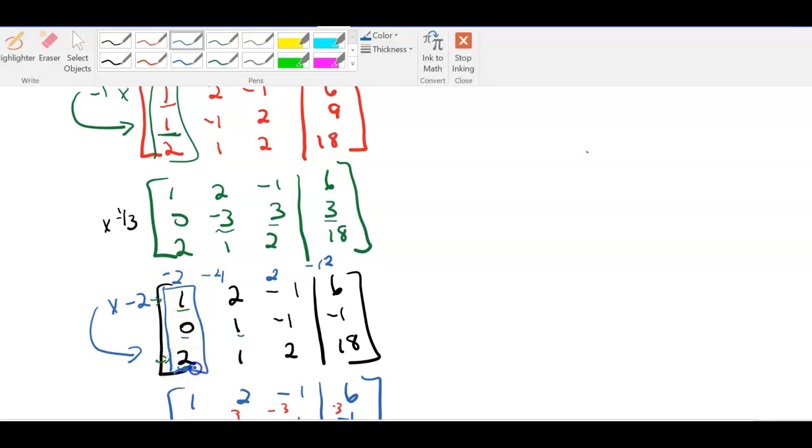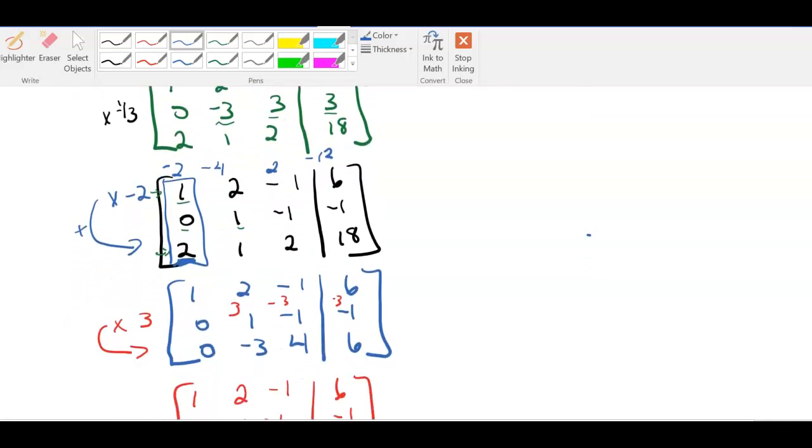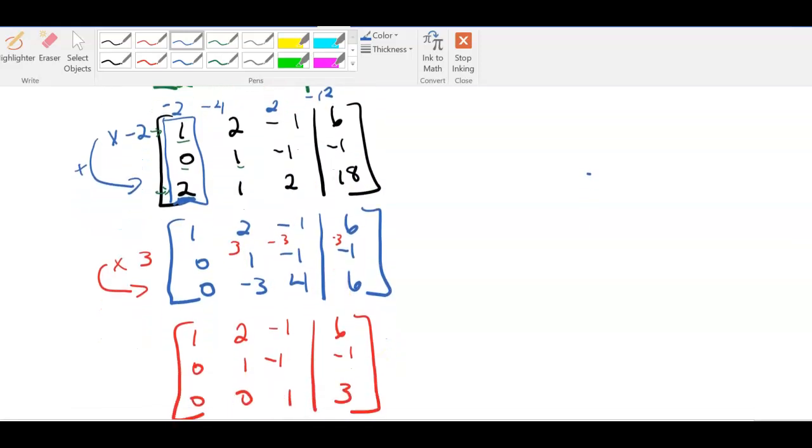So in order to get this guy to a 0, I multiplied this one by negative 2 and added down. So multiply by negative 2, add down. So row 1 does not change, row 2 does not change. Row 3, negative 2 plus 2 is 0. Negative 4 and 1 is negative 3. 2 and 2 is 4. Negative 12 and 18 is 6. So we're doing really well so far.